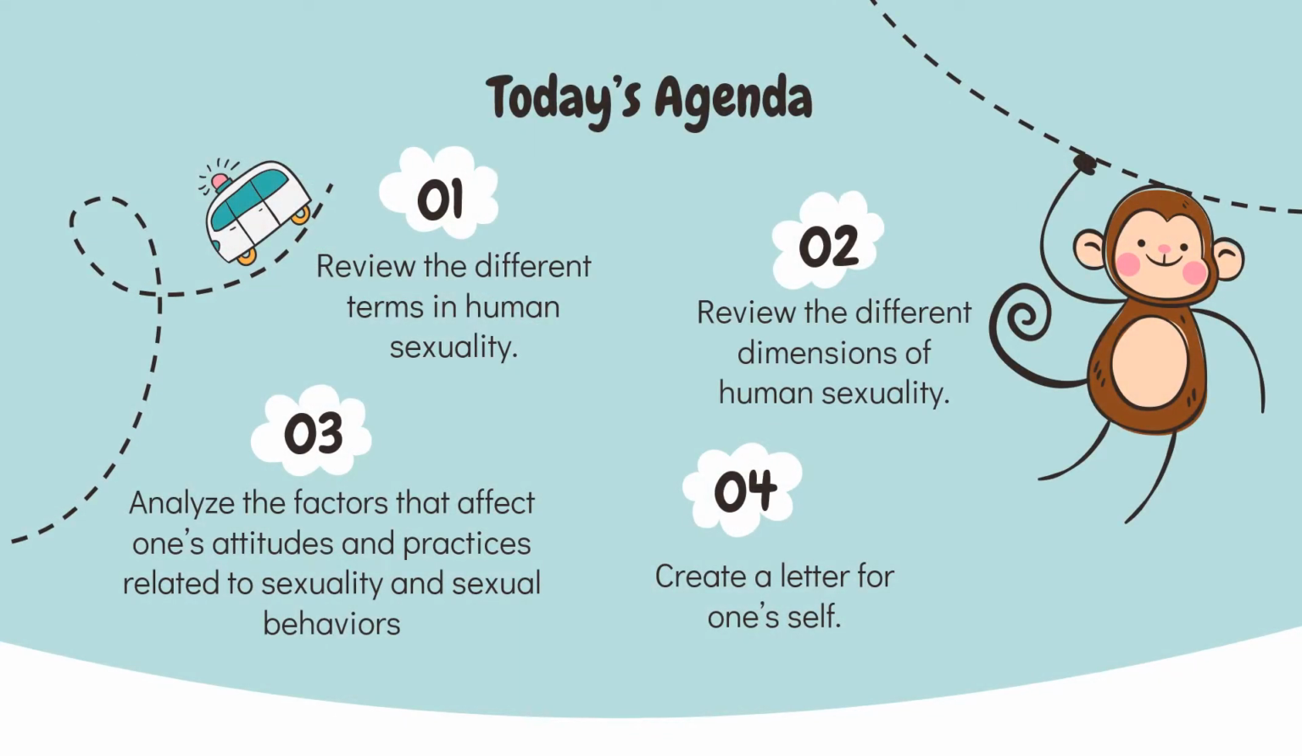Our today's agenda: number 1, review the different terms in human sexuality. Number 2, review the different dimensions of human sexuality. Number 3, analyze the factors that affect one's attitudes and practices related to sexuality and sexual behaviors. And number 4, create a letter for oneself.